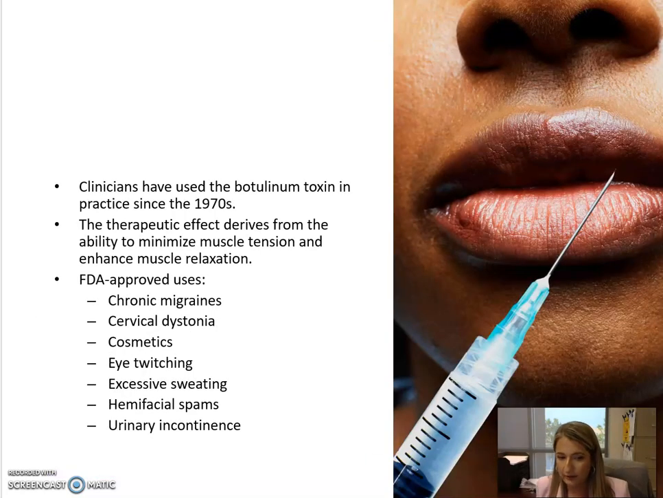Now, botulism obviously sounds horrific. I mean, we don't ever want to put something in our body that could potentially lead to paralysis and ultimately death if we don't get the antitoxin in time. But the botulinum toxin is somewhat unique in the sense that it can actually be used to benefit individuals with certain conditions. It's actually been used medically since the 70s.